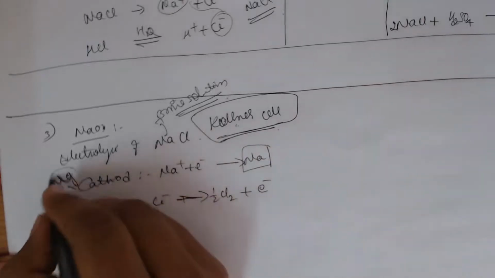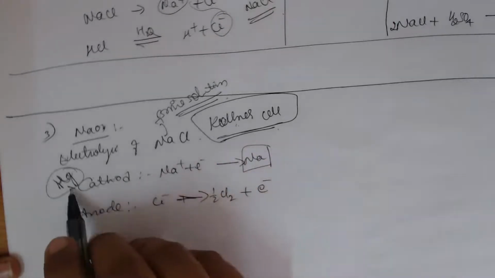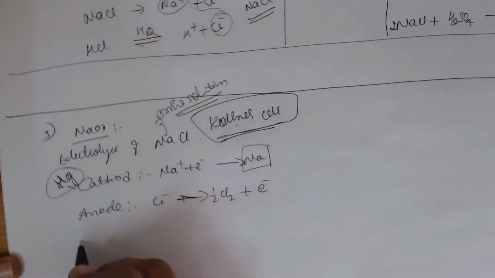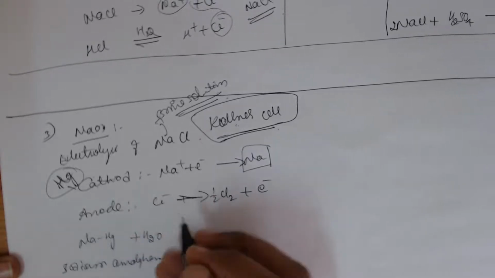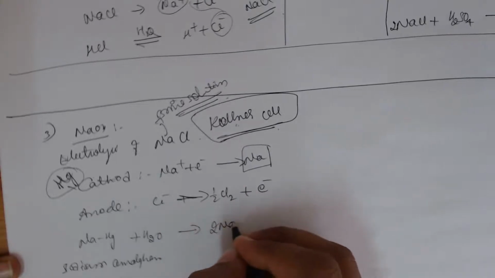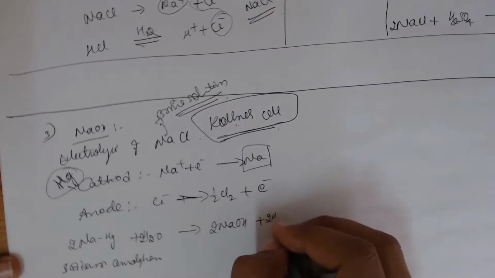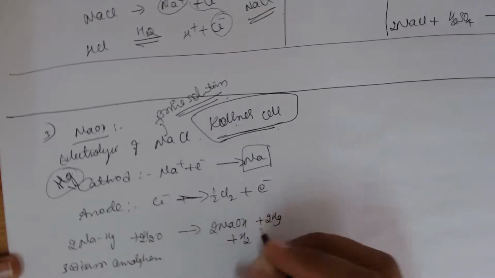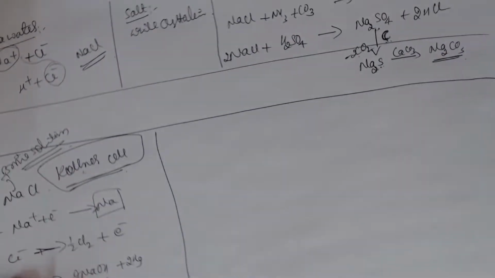As I told you, this cathode is made up of mercury, which means when Na is formed at the cathode, it mixes with mercury and forms sodium amalgam. When sodium amalgam is treated with H2O, it gives NaOH, 2 moles, plus mercury plus H2. This is the preparation of NaOH.